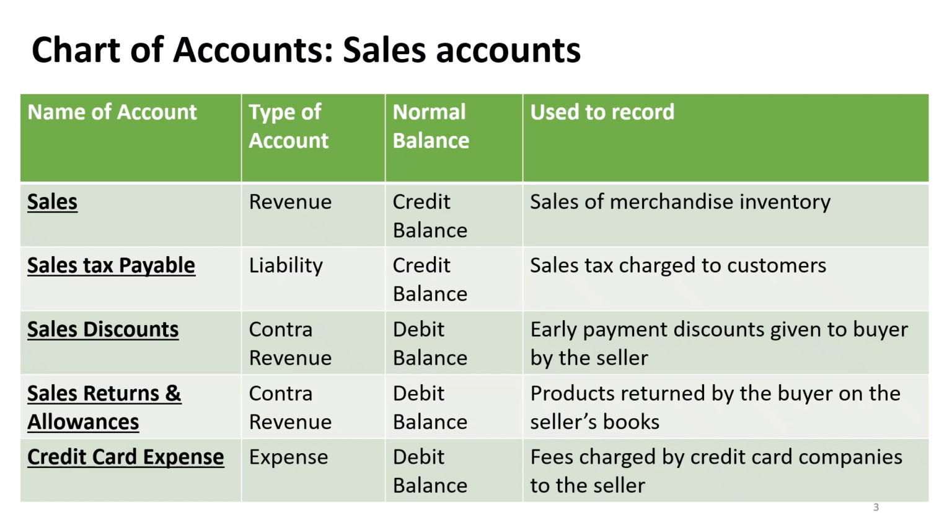The merchandising business also uses the sales discount for early payment discounts and the sales returns and allowances account when the customer returns merchandise or receives credit for damaged goods. These accounts are contra revenue accounts with a normal debit balance. We also use the credit card expense account when the merchandising business processes credit card payments from customers and is charged a fee by the credit card processing company. So let's practice these transactions together.